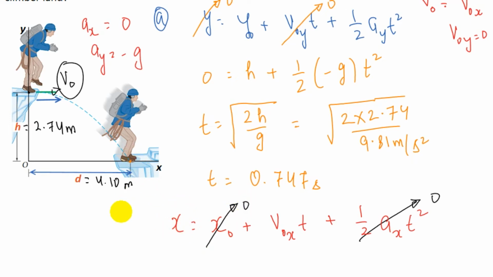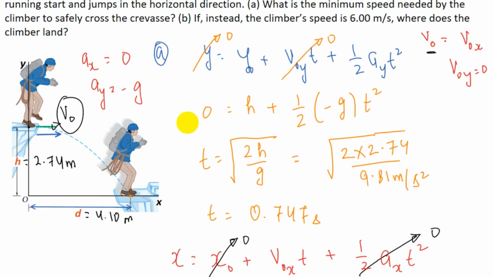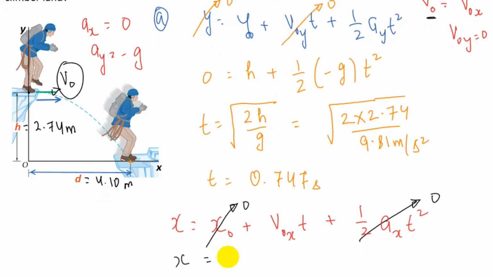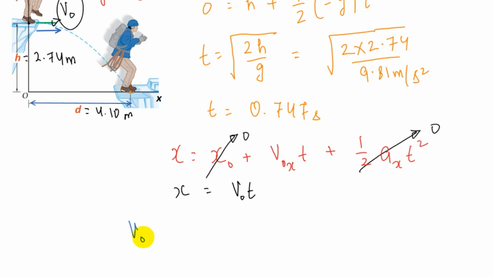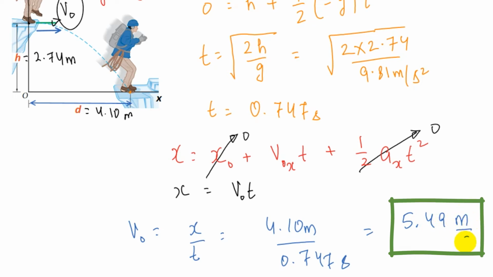Now x is the final position, which is 4.10 meter, so this is x as it is. v naught x is the initial speed in the horizontal direction, which is v naught, so v naught times t. Now x we know and t we know, so we can easily calculate v naught from here. v naught will be x over t. x we have 4.10 meter, divided by t, which is 0.747 seconds, and on solving this we'll get 5.49 meter per second. So this will be the answer for the A part.